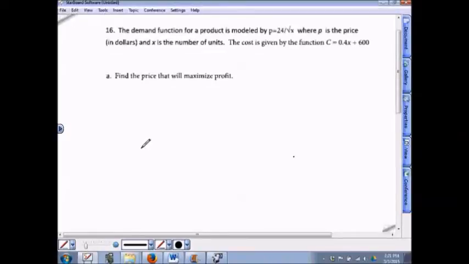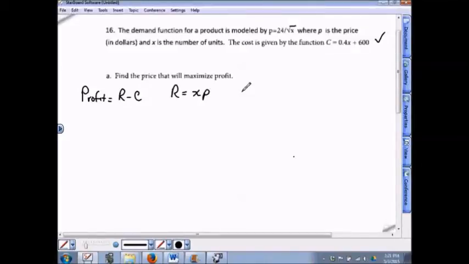Okay, question 16. We have this demand function here, the price in terms of the units sold. 24 divided by, I know it's not real super clear, but it's the square root of x. 24 divided by the square root of x. So find the price that will yield maximum profit. Well, first of all, remember profit is equal to revenue minus cost. We've been given the cost function. Don't have a revenue function. So I also need to recall that revenue is equal to x times little p, where p is price.